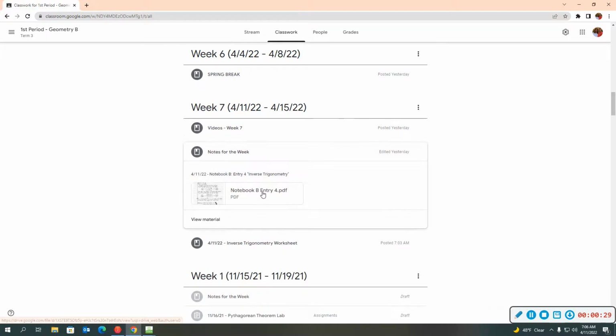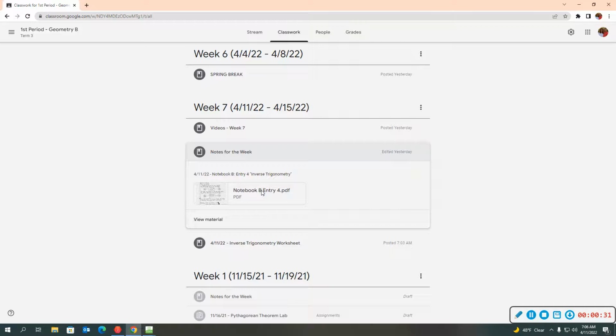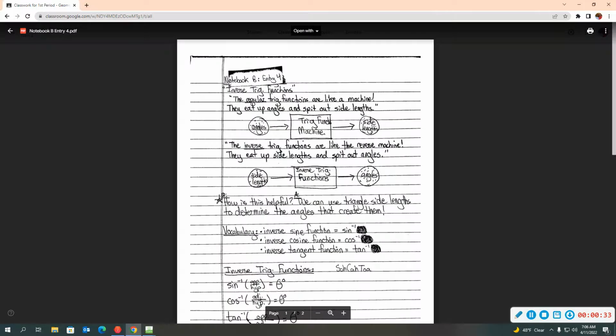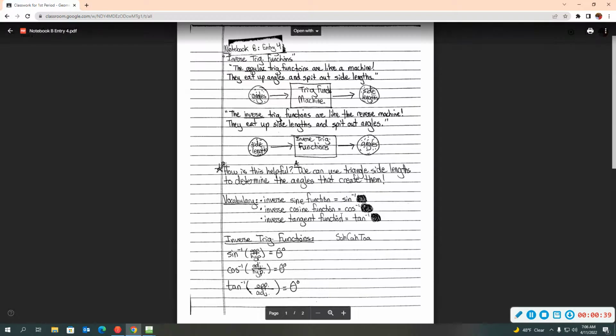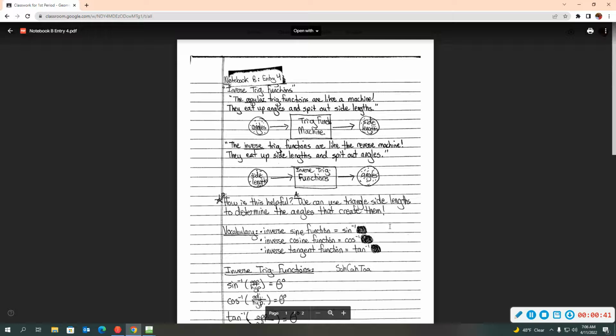So for this entry, Notebook B Entry 4, I'm just going to talk over this one instead of rewriting it again because I can't get my software to work this morning. Normally I would start with a blank page and we would go through the entry like we do in class. I would write it as we go and talk through it, but I'm just going to look over this one, and you will write it as I go through it.